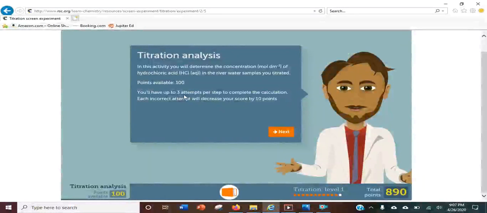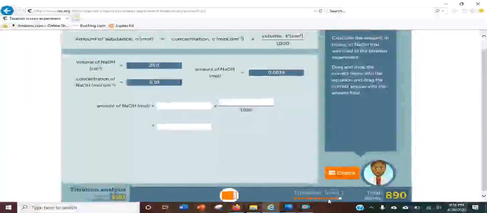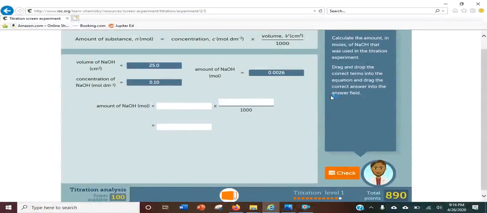Okay, so after you finish the experiment, now we're going to get into the calculations, because we still need to determine the unknown concentration of the HCl in the river samples you titrated. Okay, so we're almost done with this simulation. Notice that we only have maybe one section left to go. We're going to do a series of calculations to determine the unknown concentration of the acid. We're going to first calculate the moles of the base that was used in the titration experiment. Remember, at neutralization, moles of the base is equal to the moles of the acid. For this first part, we're just going to drag boxes here.